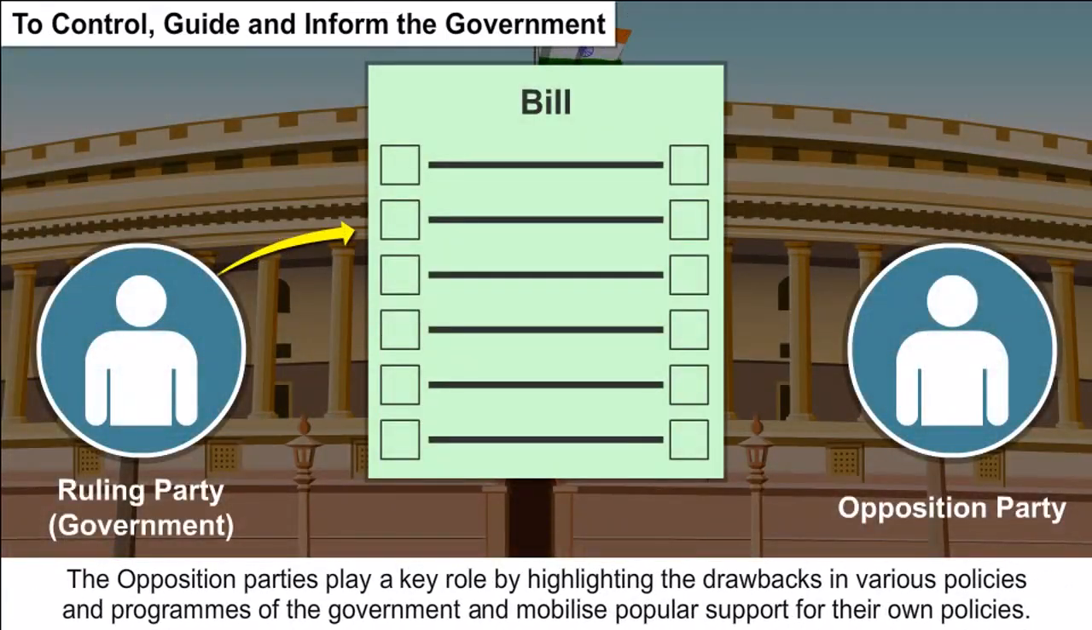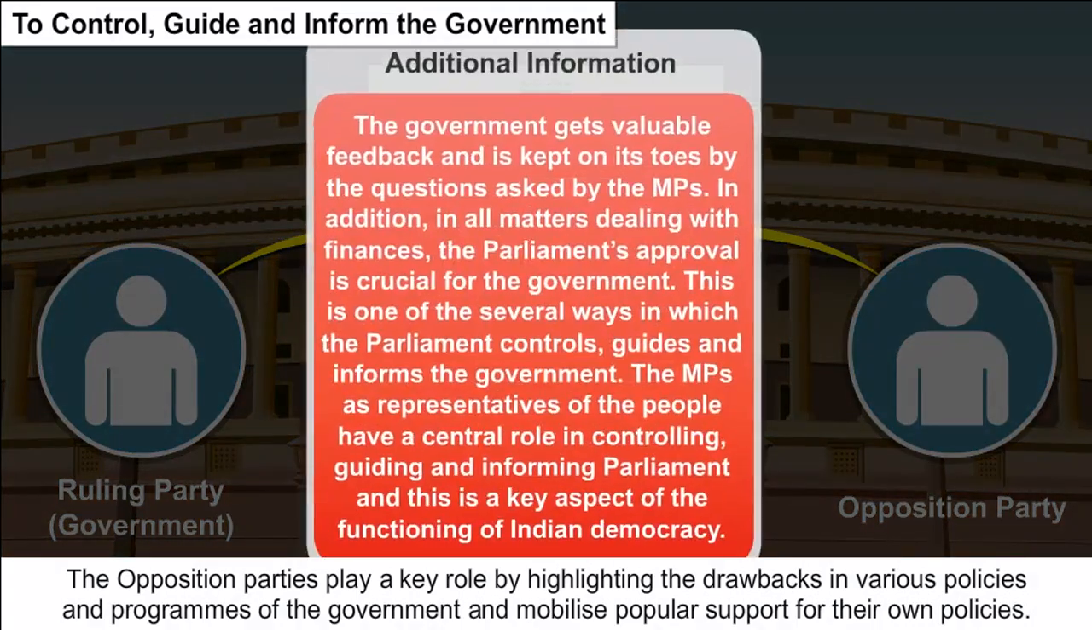The opposition parties play a key role by highlighting the drawbacks in various policies and programs of the government and mobilize popular support for their own policies.